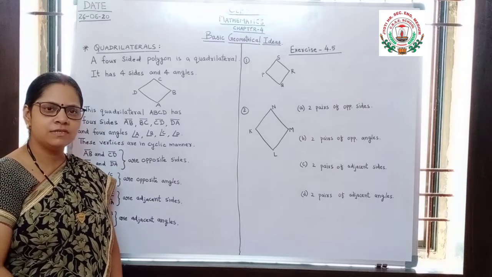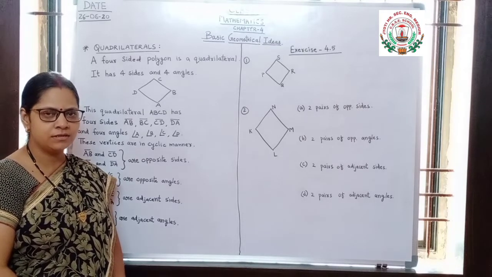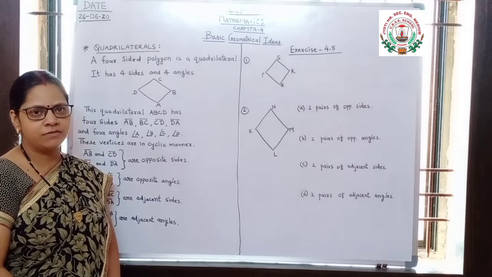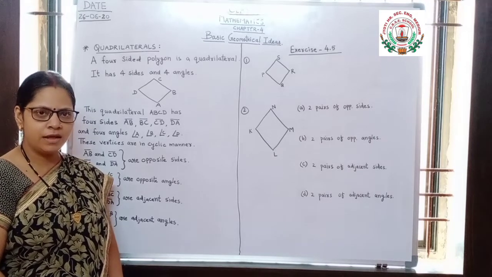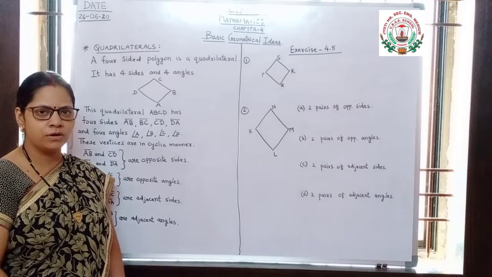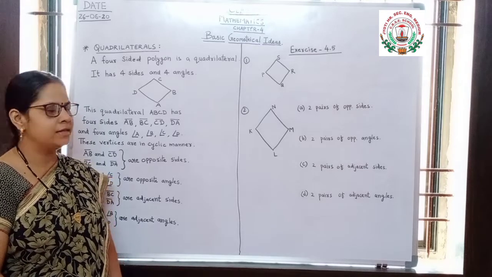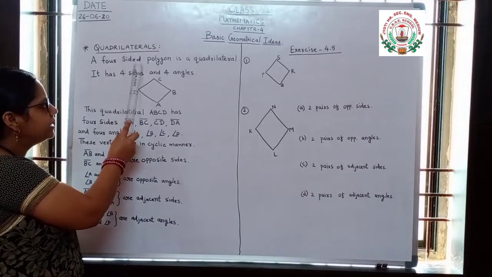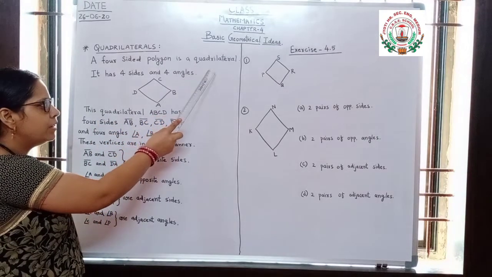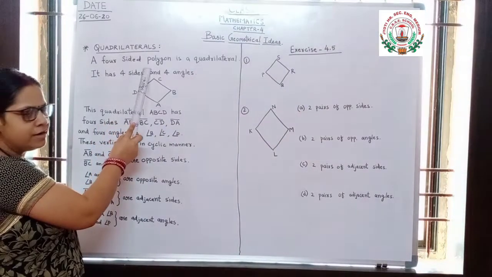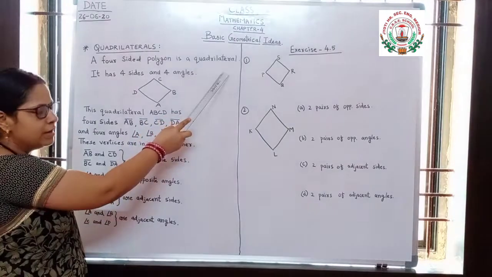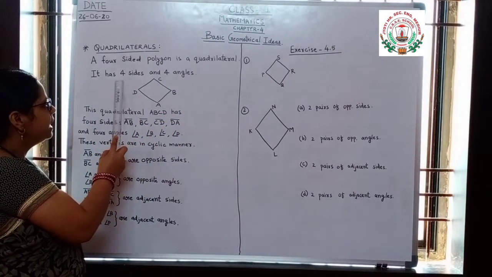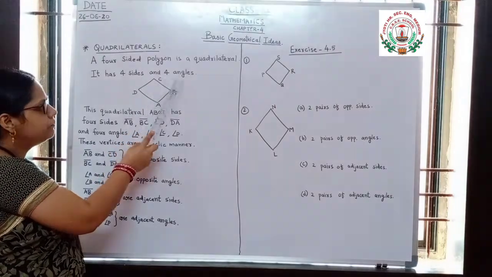In triangle we have seen that it is having 3 corners, 3 sides, 3 angles, 3 vertices. Here we are going to start our next topic Quadrilaterals. As in triangle, here we are having 4 sides, 4 corners, 4 vertices. So, a 4-sided polygon is a quadrilateral. Polygon means having sides. So, it has 4 sides and 4 angles.